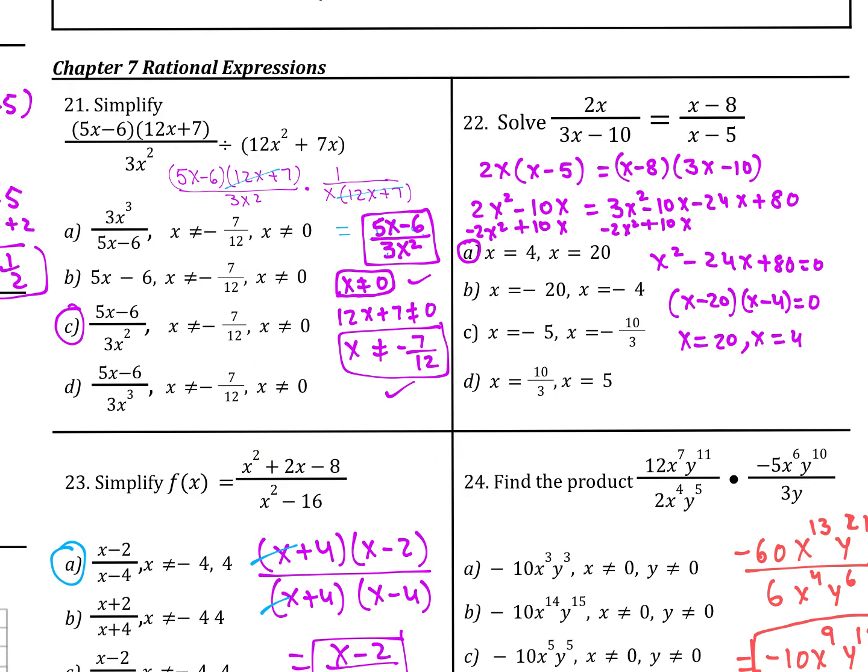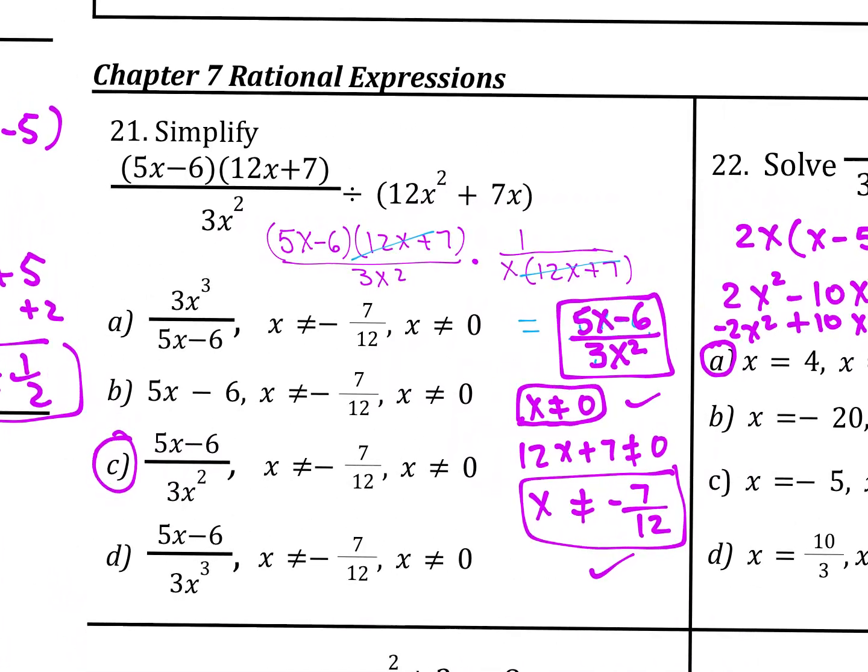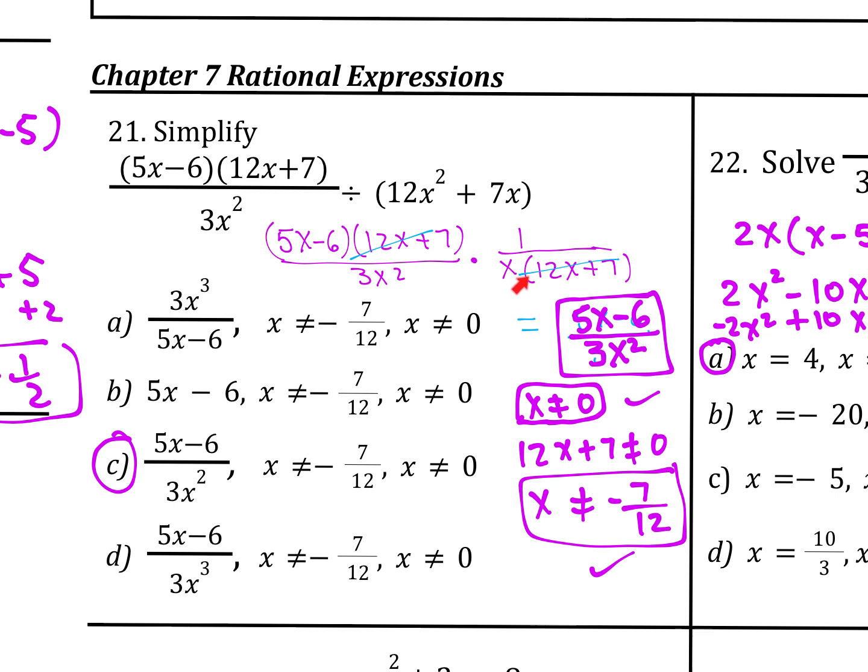Hi everyone. This video is about the final review of chapters 7 and 9. Chapter 7 is rational expressions. So we have an expression divided by this expression. If you turn the division into multiplication, you just flip the other side. So you flip this side as 1 over and turn the division into multiplication. Whatever is common on the top and bottom, you can cancel. And what we got here is 5x minus 6 divided by 3x squared.